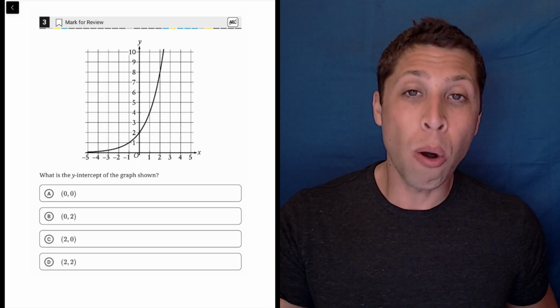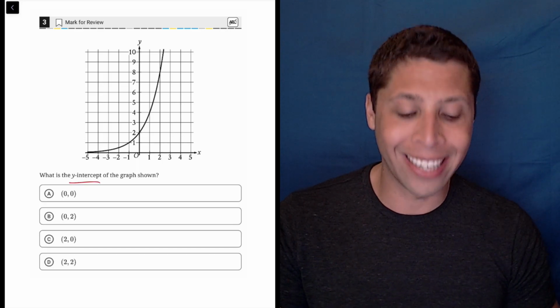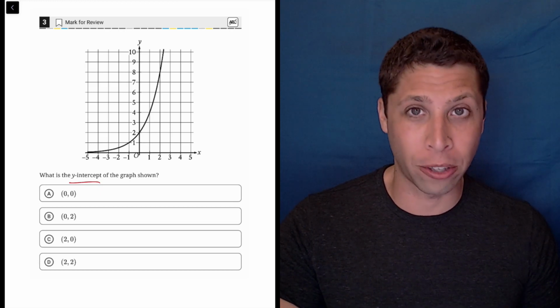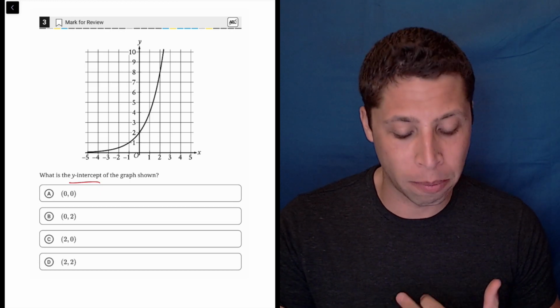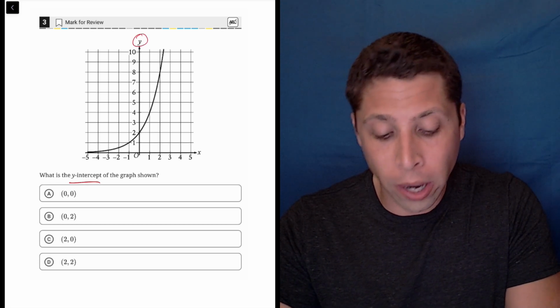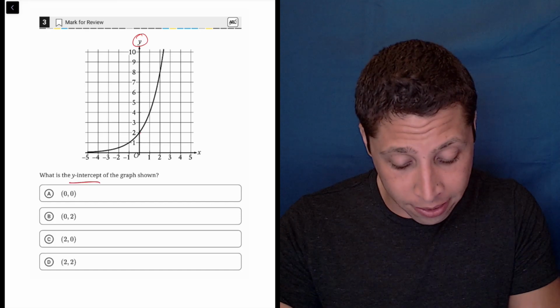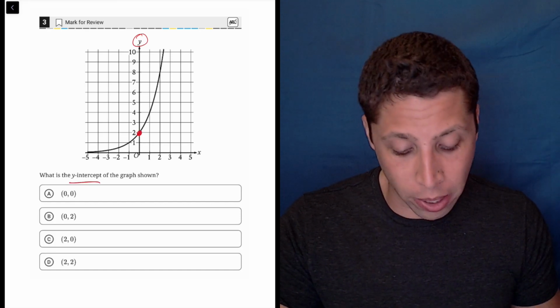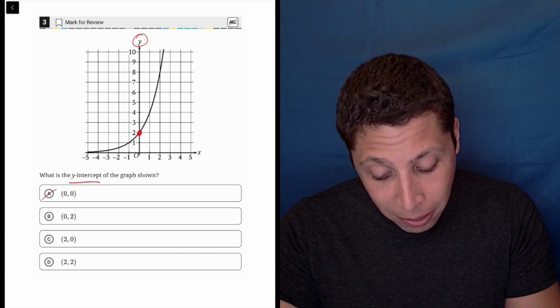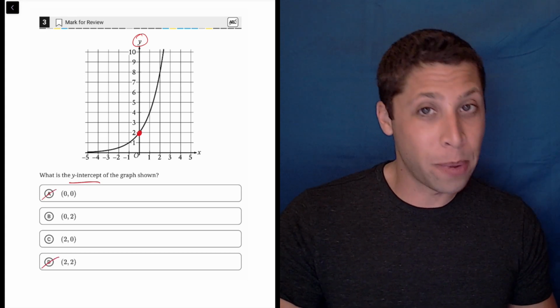Y-intercepts are one of the most important concepts on the entire SAT, so you really need to understand this for much harder questions, but here they're asking in the most straightforward way imaginable, which is just look at a graph: what is the y-intercept, where does it intersect the y-axis? That happens right here at this point, and so obviously 2 is part of the answer, so that's probably going to get most people down to B and C.